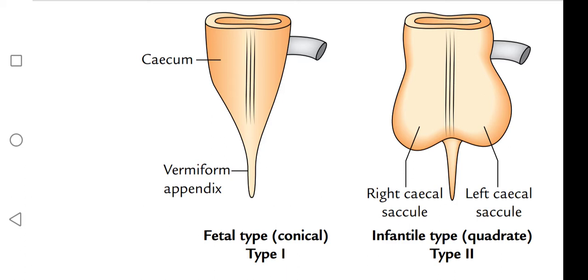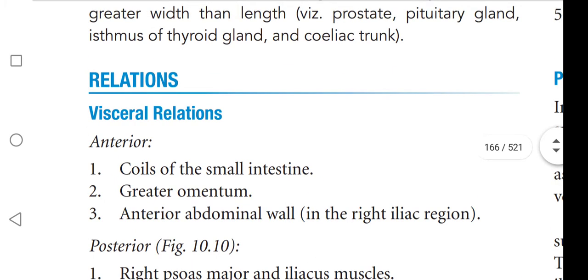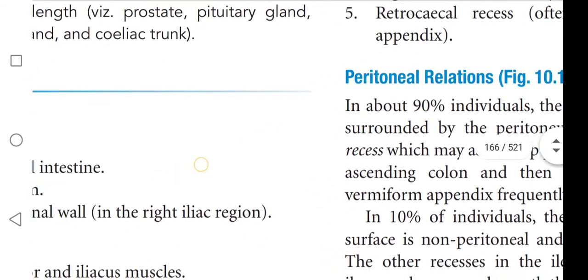In this video we are going to learn about the relations of the cecum. This is the second part of the cecum. We already learned about the introduction, shape, types and dimensions of the cecum. In this video we will learn about the visceral relations as well as the peritoneal relations, along with the diagrams.